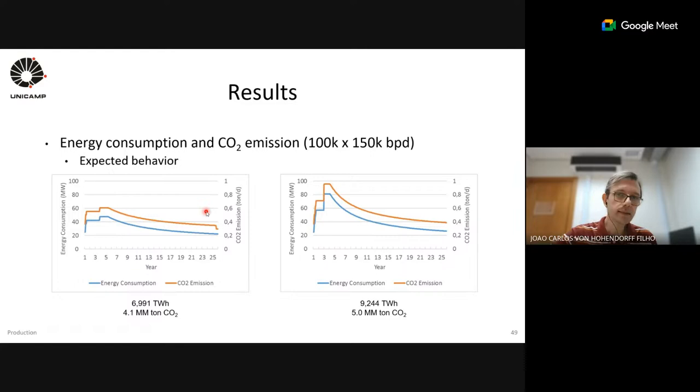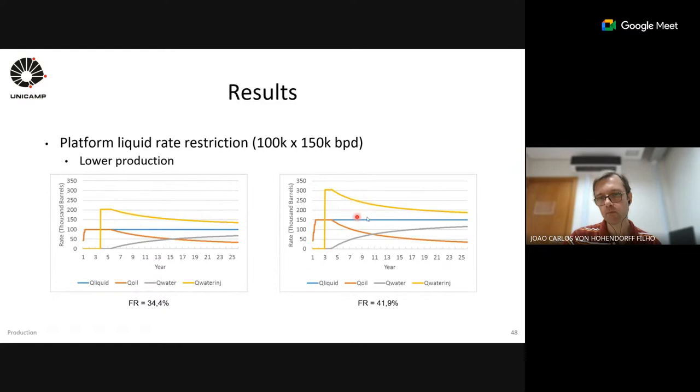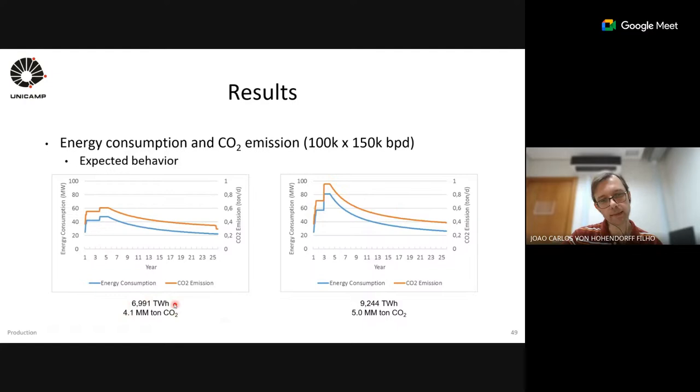But what caught my attention in this term is the amount of time, especially in the initial period, where I have a higher energy consumption. Okay? For me, it is an interesting detail. Even though I have the platform with the same liquid production, it's more related to water injection. Okay, and here I calculate the cumulative power demand in terms of terawatt hours, and the total CO2 emission. It's just to give you some numbers.